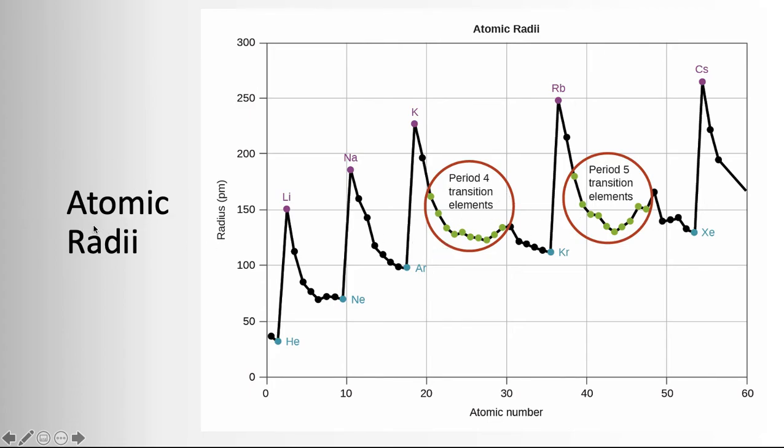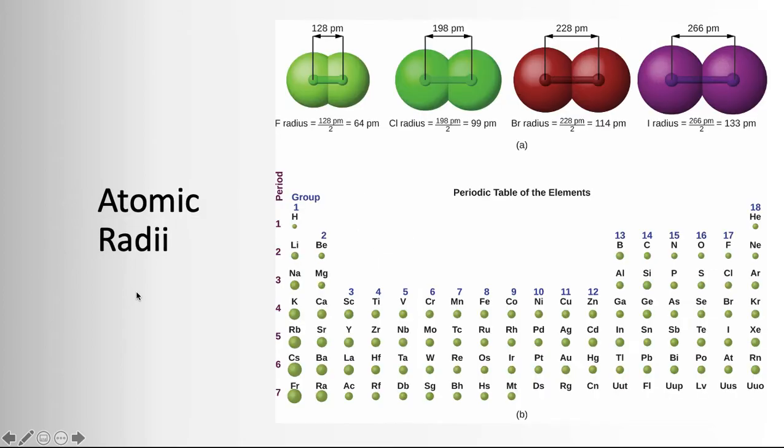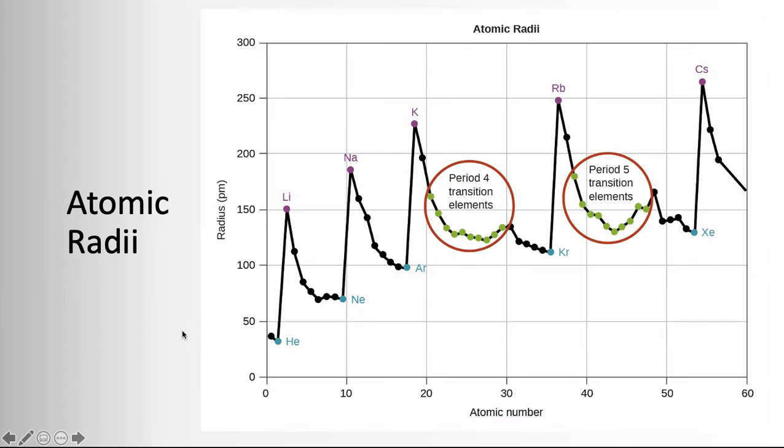In general, though, if you have atomic radii, if you follow the trend, it's going to follow this way: as you go across the period, the radius is going to decrease, and as you go down a group, it's going to increase. Okay, that's the atomic radius.